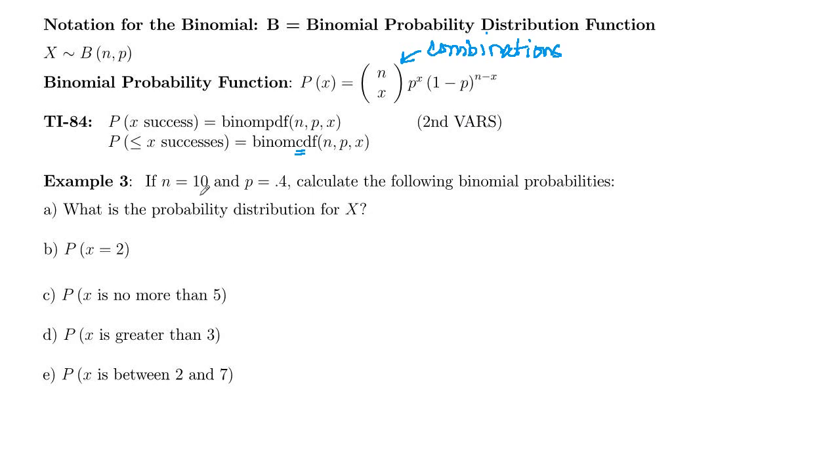If n equals 10, so 10 trials, and p equals 0.4, so the probability of success is 0.4, calculate the following binomial probabilities. They're telling you they're binomial. First of all, what is the probability distribution for x? In other words, they want you to write this expression here. So x has a binomial distribution with 10 trials, and the probability of success, p, is 0.4. That's what they're wanting there. Probability that x equals 2, that's the probability of 2 successes.